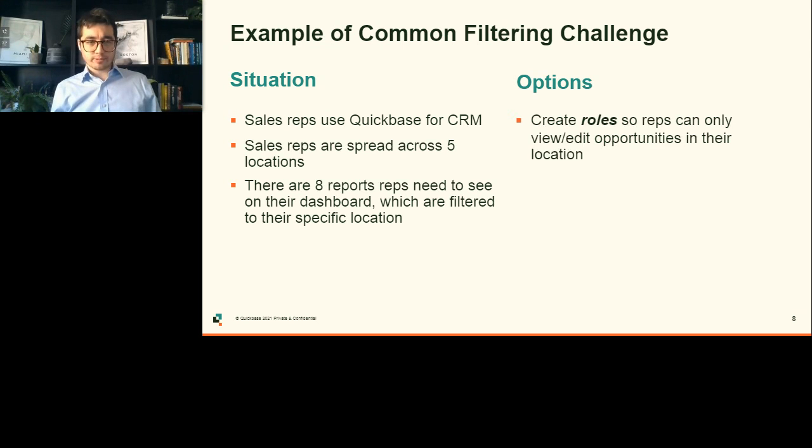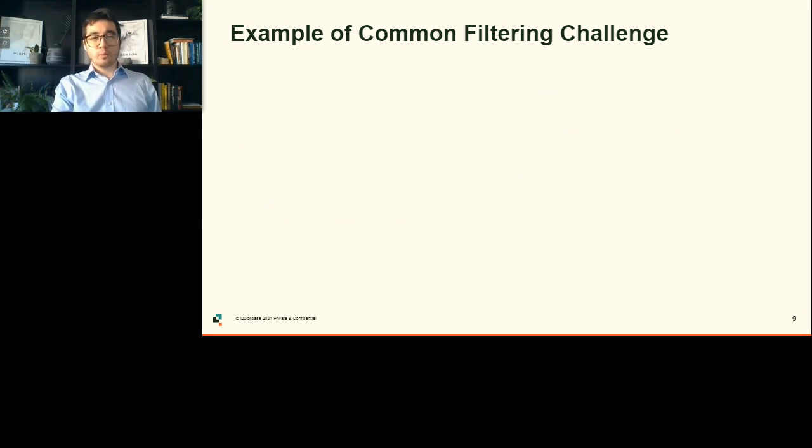We can create some roles, right? So reps can view or edit only opportunities for their location, right? That could help us out. Or we could create individual reports, right, that filter by that location, right? So that's the 2 paths, and we'll dig into that a little bit more in the next slide. But we can take it from a roles perspective or a reports perspective, right? And what would each of those mean?